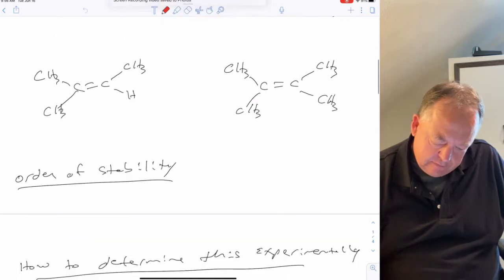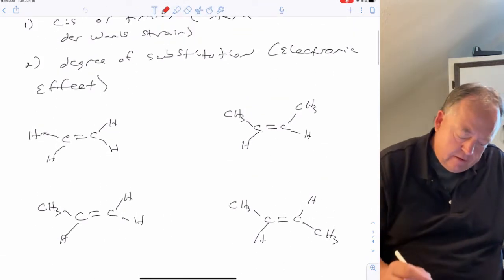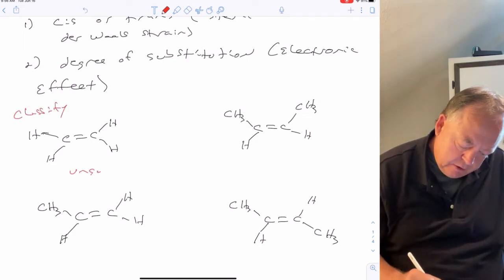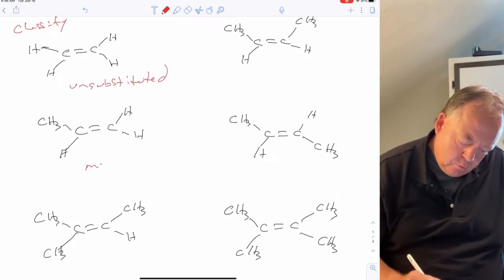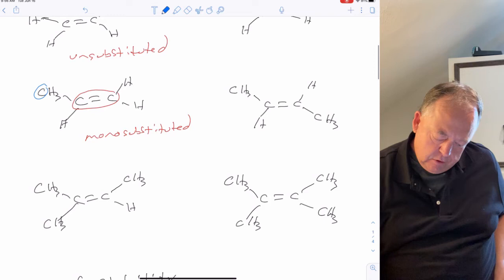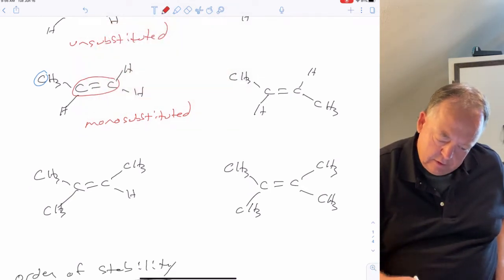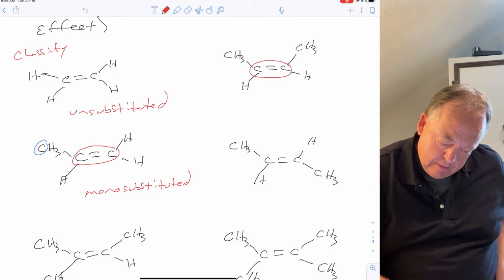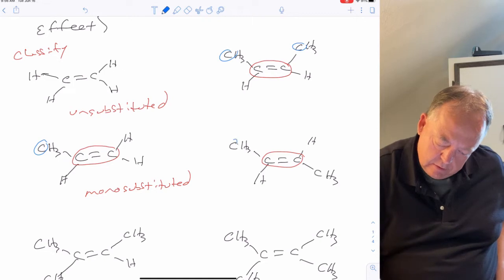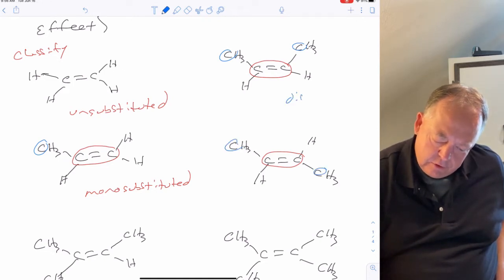So if we take these 6 alkenes, for example, and want to classify them, this would be an unsubstituted alkene. This alkene would be said to be monosubstituted, because that's the double bond, and the double bond has one carbon attached to it. For this alkene and this alkene, they have 2 carbons attached to them, so this would be a disubstituted.